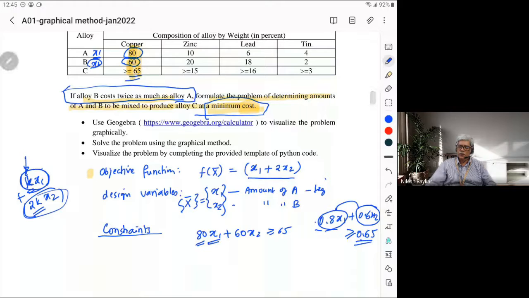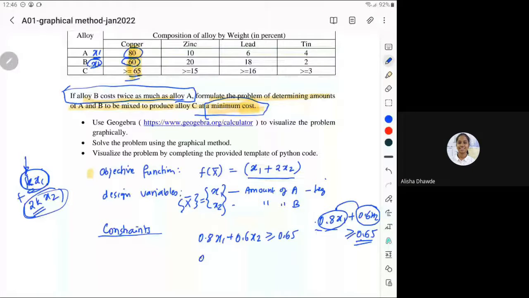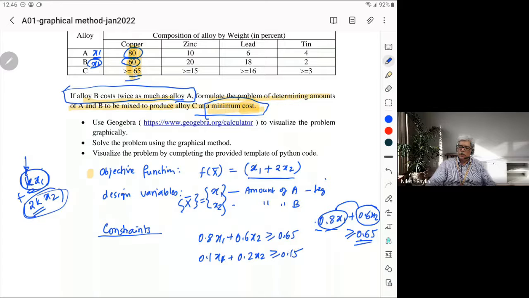I'm just dividing by 100 so that we get equations which are smaller, because in the graphical method smaller is better to plot. Plus 0.6 x2 should be greater than or equal to 0.65. Okay, what would be the equation for zinc? 0.1 x1 plus 0.2 x2 greater than or equal to 0.15.